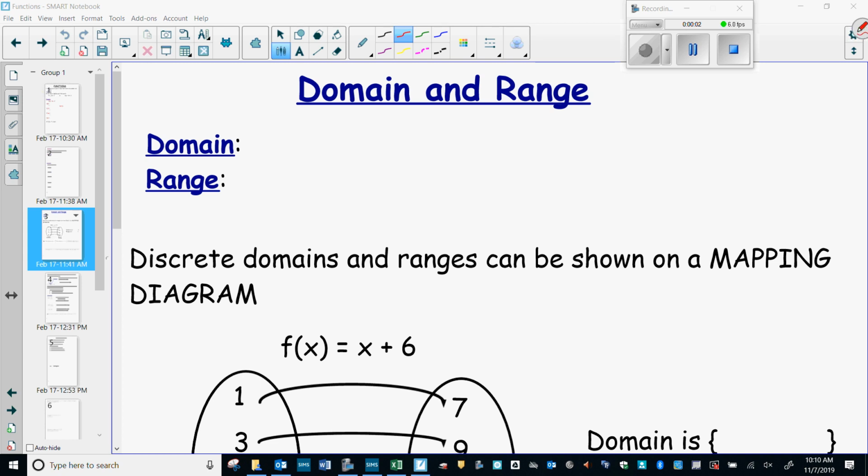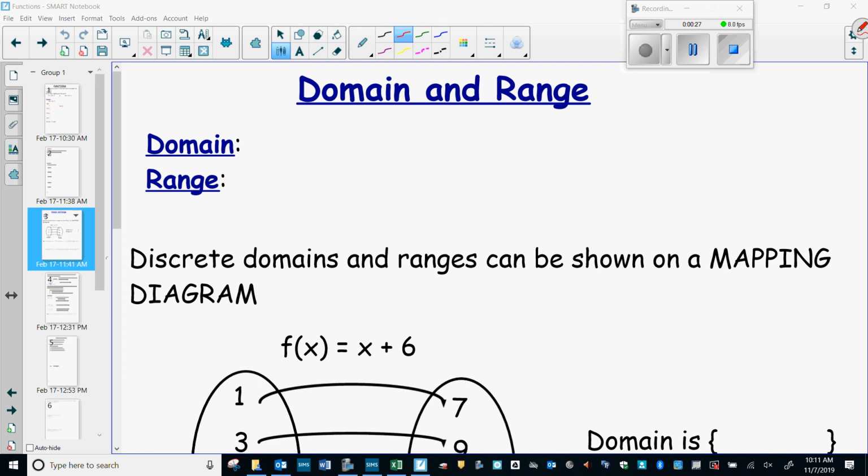Domain and range. So you should have had plenty of practice last lesson substituting values in, yes? You're happy with that now? So talking about domain and range, these two words, for some reason people get a little bit stressed about this aspect. Hopefully you won't.